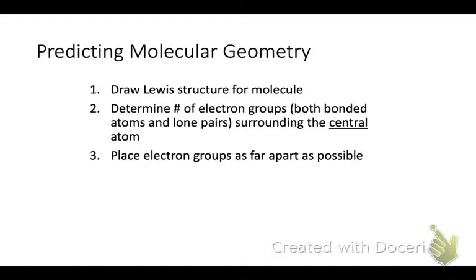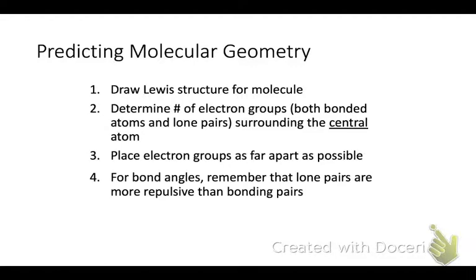Then we place electrons or electron groups as far apart as possible from each other. For bond angles, remember that lone pairs are more repulsive than bonding pairs, which means they are going to repel more, which will change the angle, as I will show you once we go through specific examples.